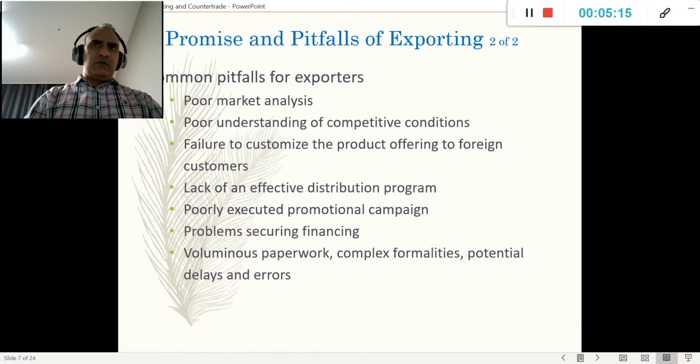So, what are some of the risks? Like I said, the promise of exporting is that we will generate much larger profits. In the end, that's the promise. The problem is that if we don't do sufficient analysis, we may fail. That means we don't understand how the market works. We don't understand how the competition might be stronger than us in that market because they already dominate it. We don't customize the product to the local needs. The distribution, maybe we don't have it, or perhaps it's already taken by someone else. We don't execute the campaign properly.